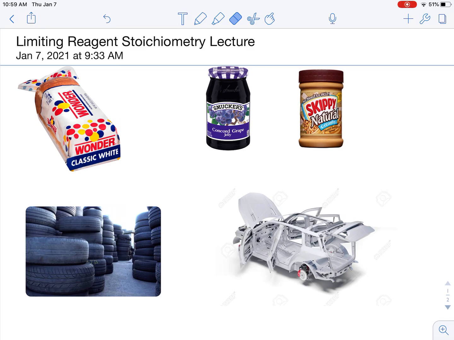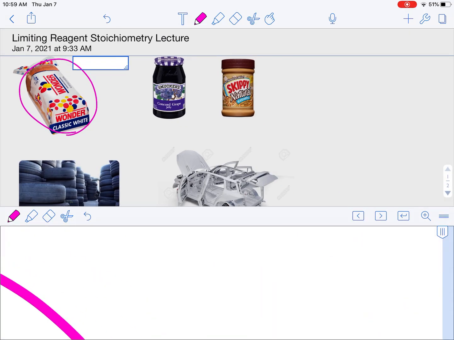The number of peanut butter and jelly sandwiches that I can make is 100% dependent upon the ingredient that I'm going to run out of first. Most people, when they're making a peanut butter and jelly sandwich, use 2 slices of bread, approximately 1 tablespoon of jelly, and approximately 1 tablespoon of peanut butter. Given that recipe, the bread is the ingredient that I'm going to run out of first. That, to chemists, is referred to as the limiting reagent.